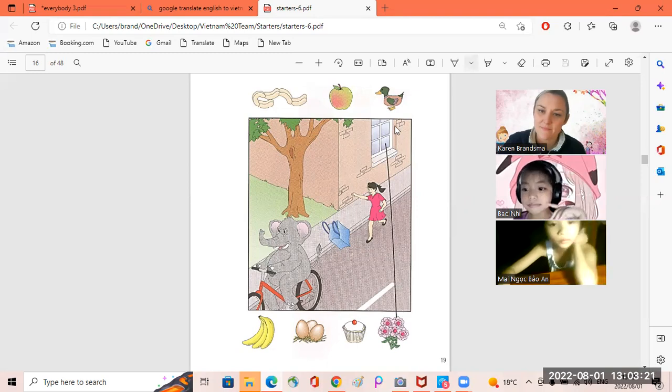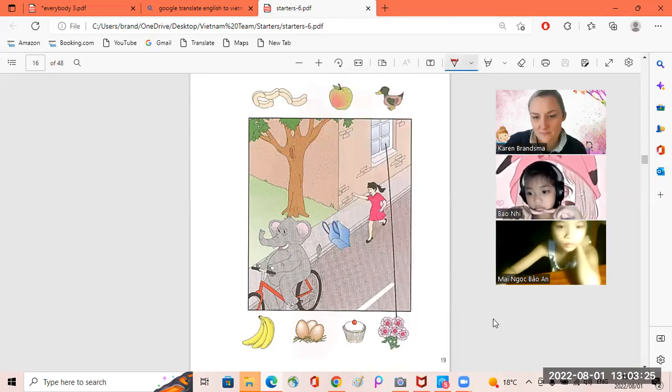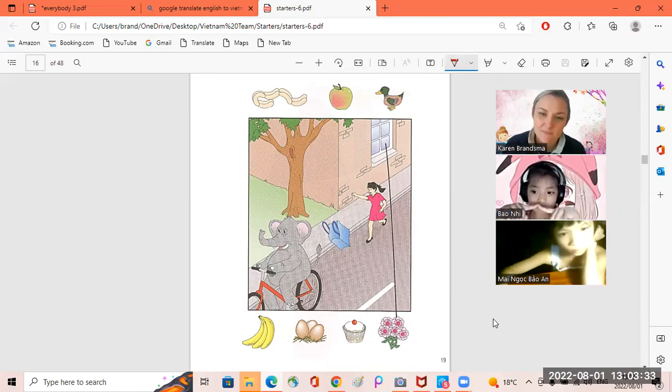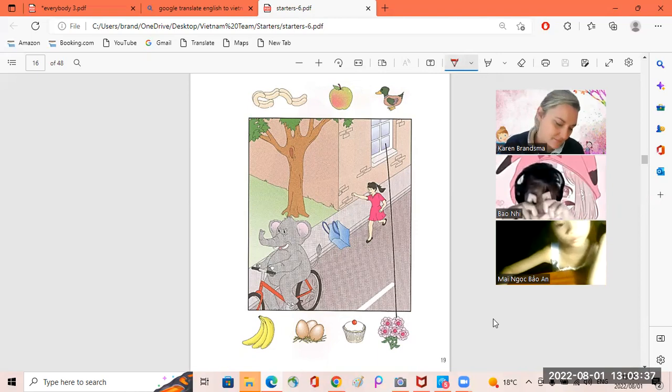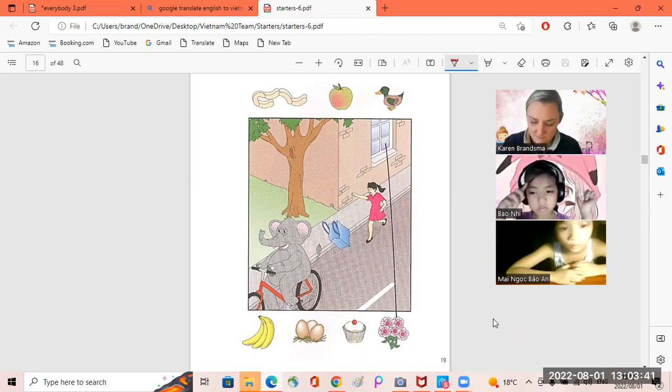Can you see the line? This is an example. Now you listen and draw lines. Number one for you. One. Can you see the sausages? These sausages? Yes. Please put them on the elephant's tail. On the elephant's tail. Okay.